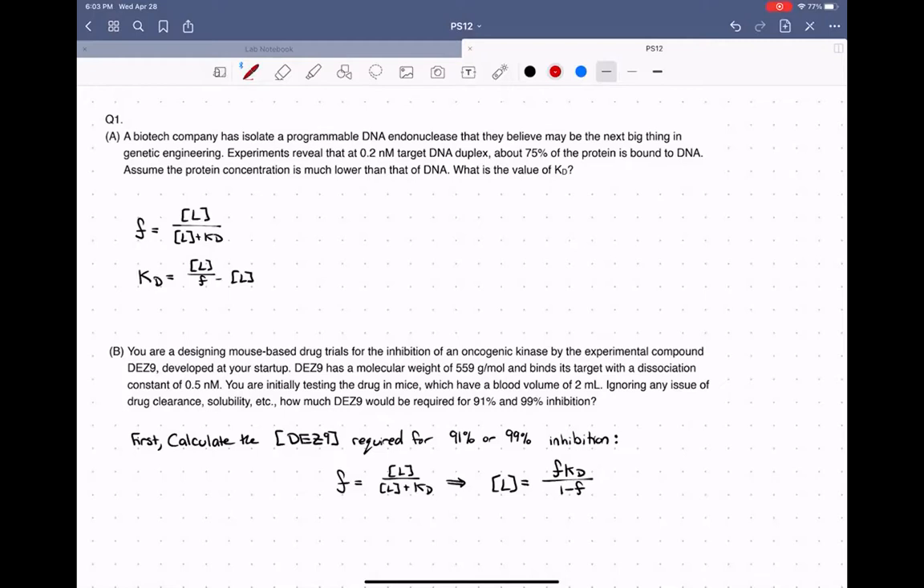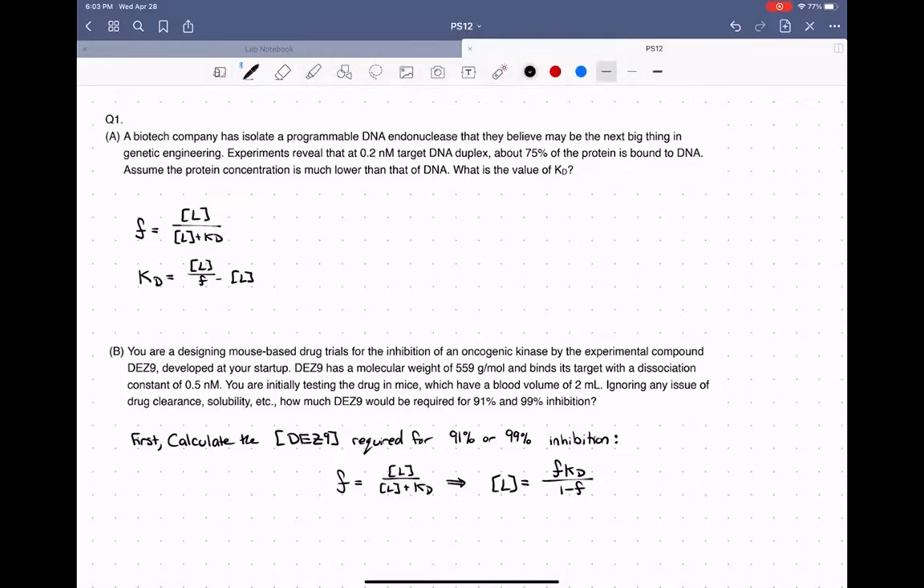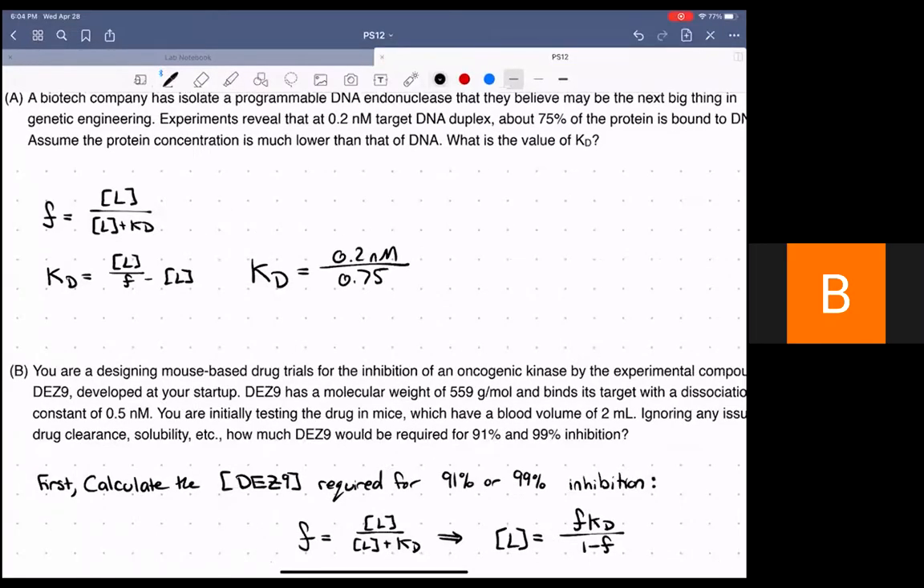The way we could go about this is using the fraction bound formula, where the fraction bound is equal to the concentration of ligand divided by ligand plus the dissociation constant. Solving for the dissociation constant, we get this formula over here. If we plug in our values, KD will be equal to 0.2 nanomolar, because that's the ligand concentration given, over 0.75, which is the fraction bound, minus 0.2 nanomolar. That gives us 0.07 nanomolar.